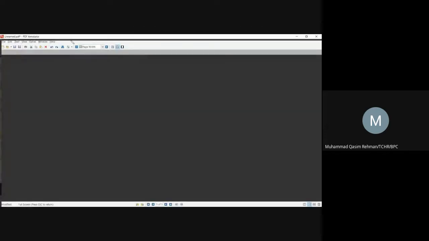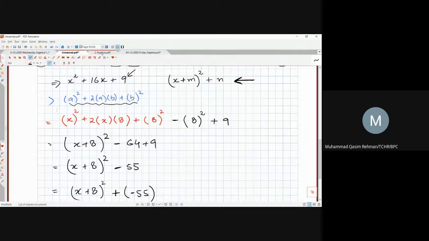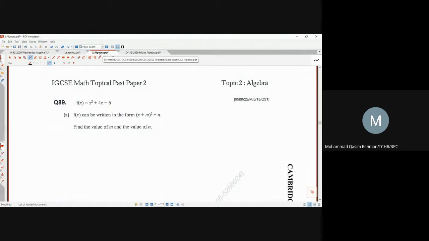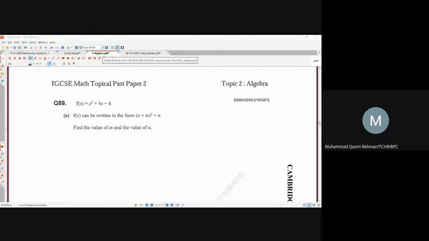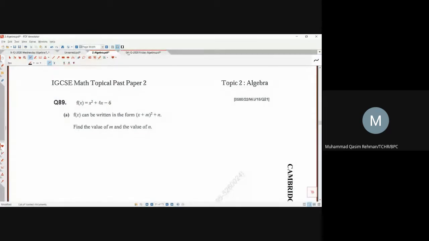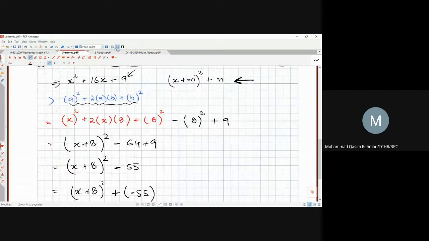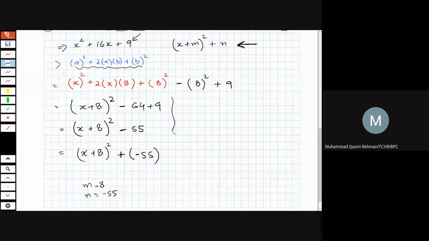Actually, I'll write down the question on the same page. Just a minute. X squared plus 4x minus 6. X squared plus 4x minus 6. The question was the same. Actually, copy this down. I'm going to show you the same question on a Cambridge past paper. And let me know once you have copied it down.